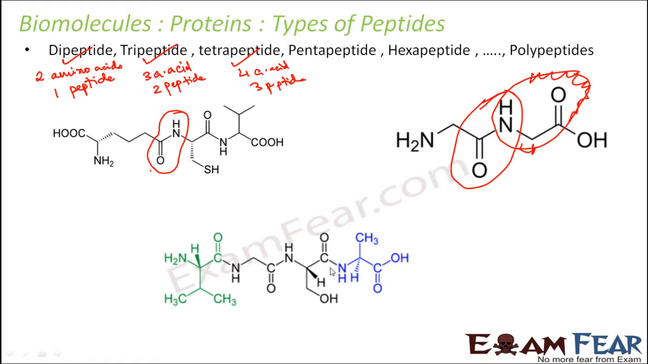Similarly, if you look at this picture, you see there is one peptide bond here. Again, there is another peptide bond here. So there are multiple peptide bonds. Depending upon the number of amino acids which are joined together, they are called di, tri, tetra, penta, hexa, or polypeptides. Most of the proteins which we are going to talk about are polypeptides, that is, several amino acids joined together by several peptide bonds.